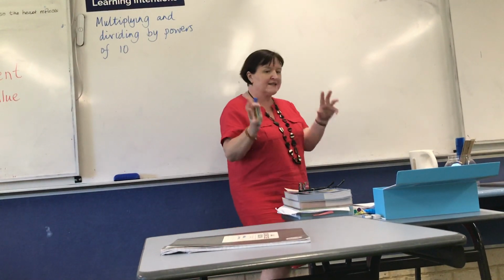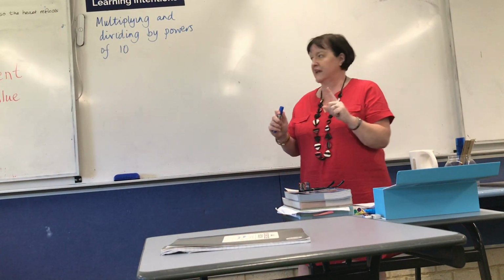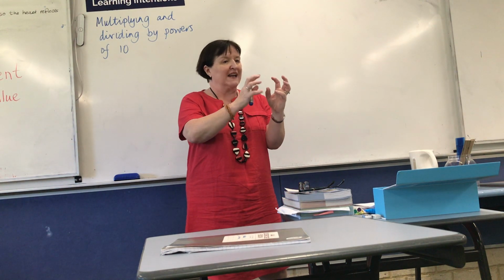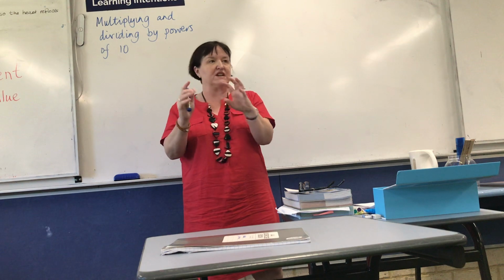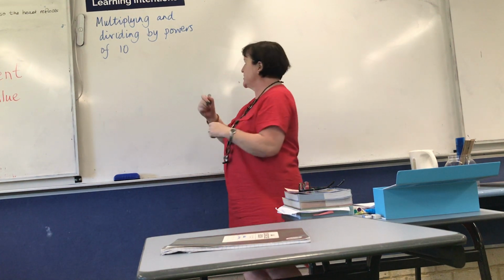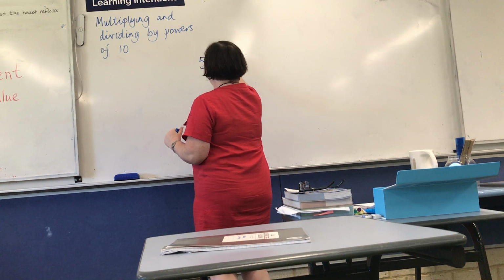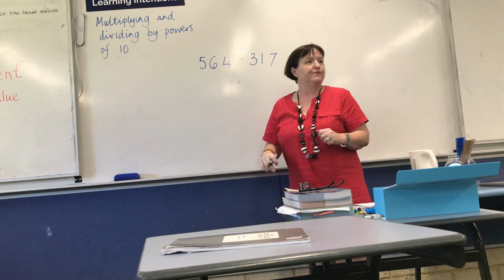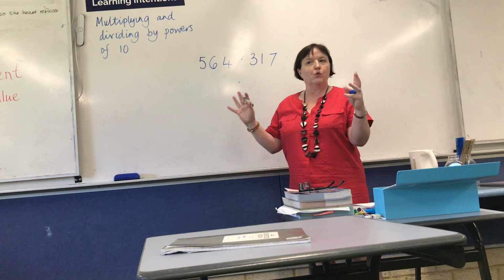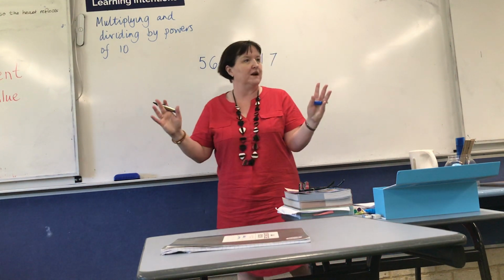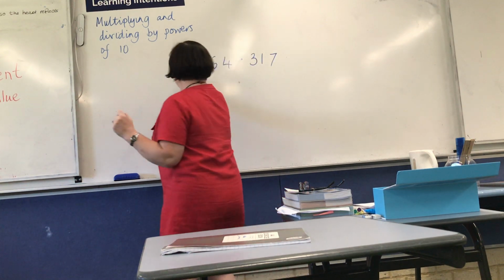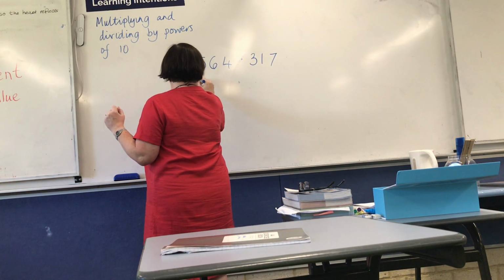Okay, so yesterday we looked at decimal place value, and we also looked at what values those numbers would have in a decimal number. So let's just do a quick revision on that. Say we've got the number 564.317. How would we partition that number to write it in expanded form? Joel? So you could do 500 plus 60 plus 4.